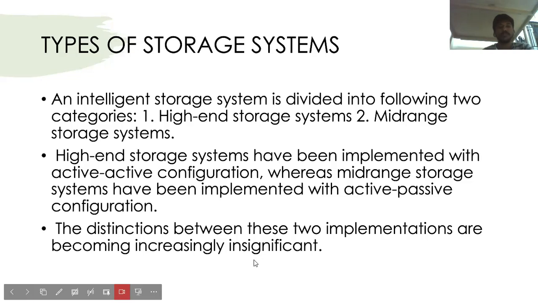Types of storage systems. Previously, we discussed the components of the storage system: the four components were front end, cache, back end, and physical disk. Now we will discuss the types of storage systems, briefly. An intelligent storage system is divided into the following two categories: high-end storage systems and mid-range storage systems. High-end storage systems are implemented with an active-active configuration, whereas mid-range storage systems are implemented with an active-passive configuration. The distinctions between these two implementations are becoming increasingly insignificant.